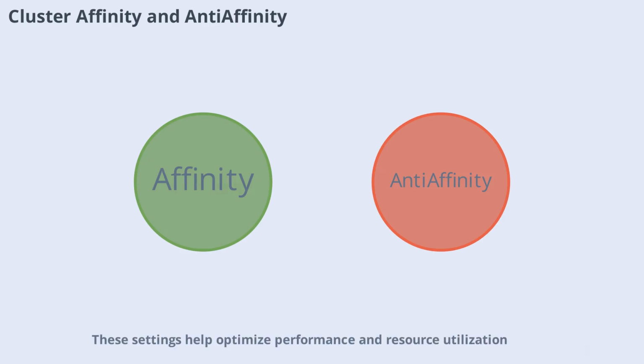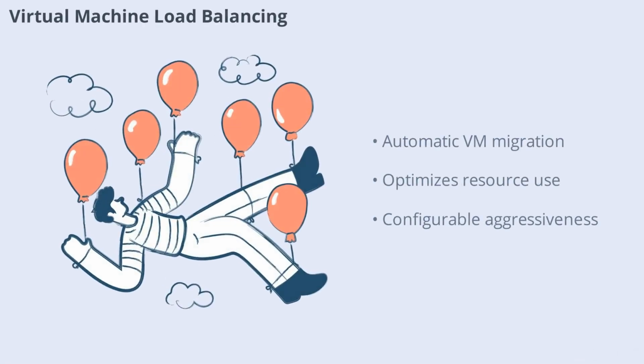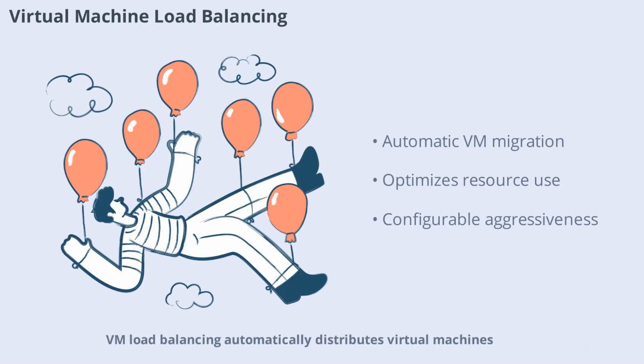These settings help optimize performance and resource utilization, especially in clusters with multiple workloads. VM load balancing automatically distributes virtual machines across cluster nodes to optimize resource utilization. It evaluates memory pressure and CPU usage, migrating VMs from overloaded nodes to underutilized ones. Load balancing can be configured to run periodically or only when new nodes are added.